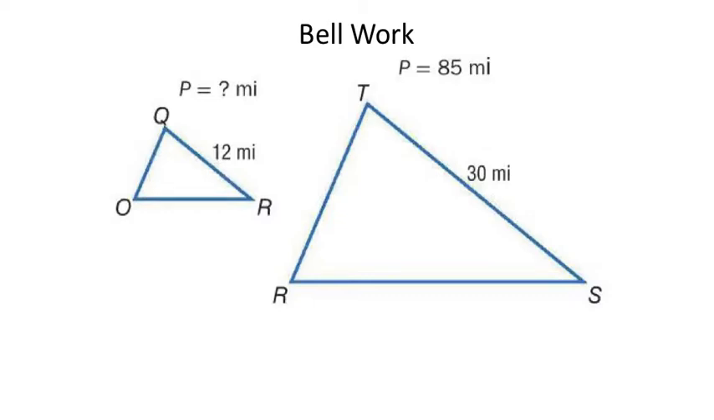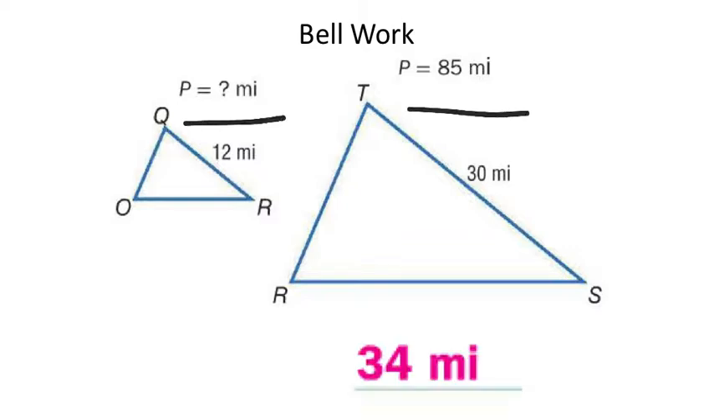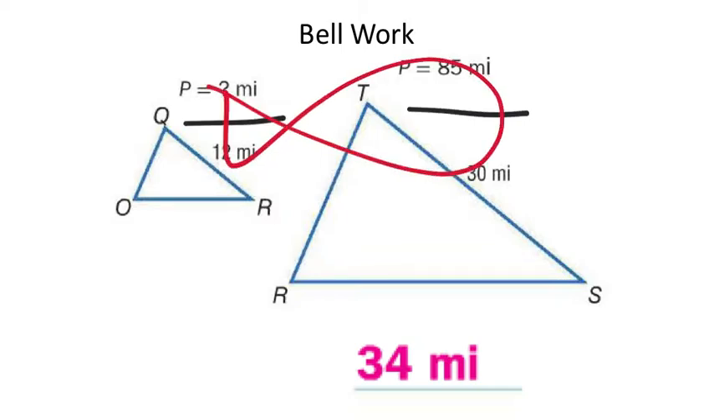In this bell work, solving for the perimeter of that smaller triangle right there, it's really just a matter of using proportions like this. So I prefer fish method, but a lot of people prefer cross multiplication, but you get the same answer either way.